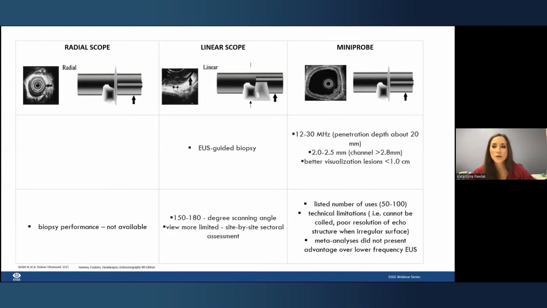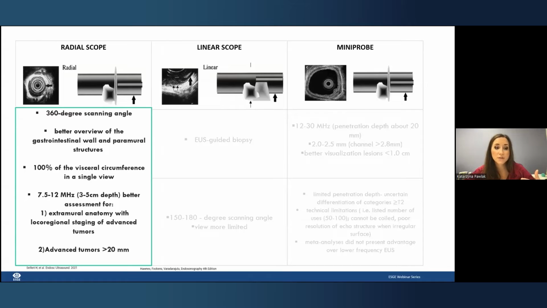And then we can ask why we should pick the radial scope, as we also have linear scope and mini probes, which show different things. Obviously, it depends on the center and what you've learned, but because we're talking about the radial scope, I would like to show you the advantages of radial EUS. Obviously, we will be able to perform different scanning. With the radial scope, the scanning angulation will be 360 degrees, and this will provide a better overview of the gastrointestinal wall and paramural structures.